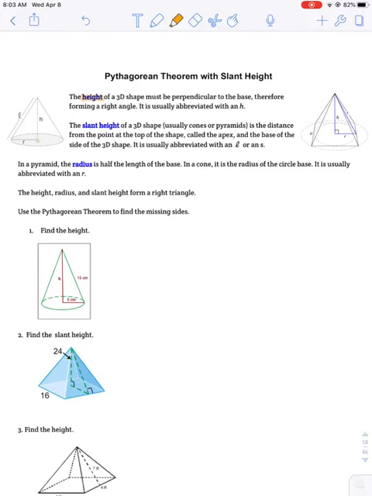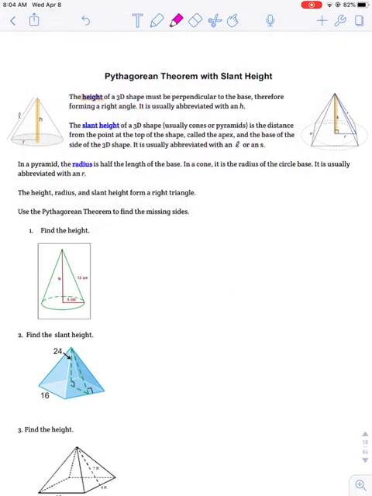So the height on the cone would be this right here, and the height on the pyramid would be this right here. On the pyramid, they've marked that right angle for you, but there would also be a right angle on the height of the cone. So if it's the height, you can assume it makes a right triangle with the base. That's also called the altitude, if you've heard that term.